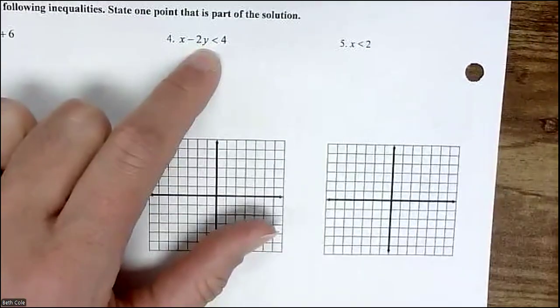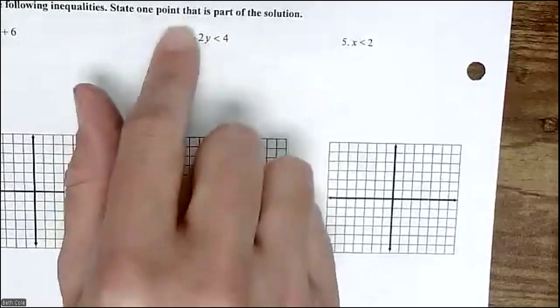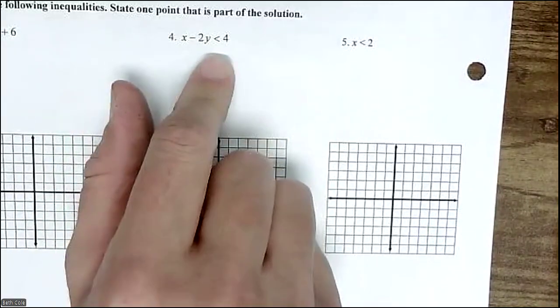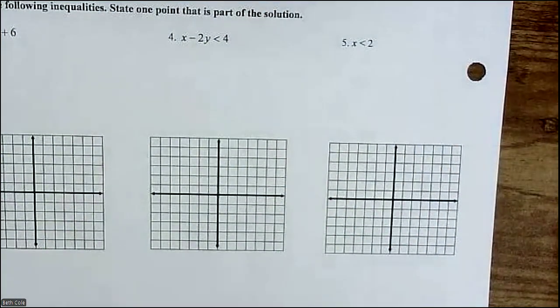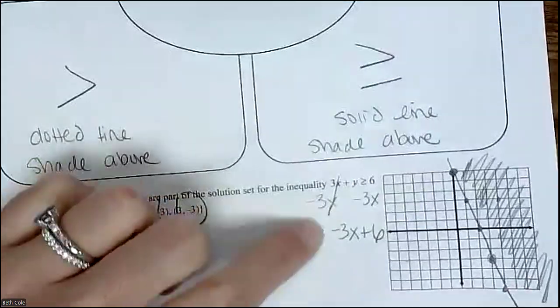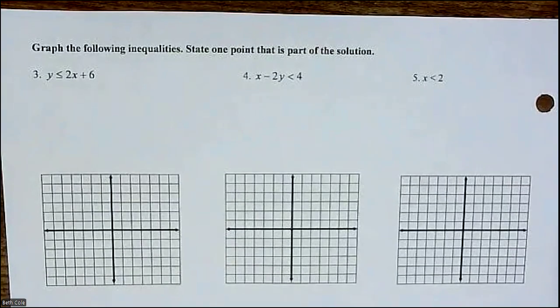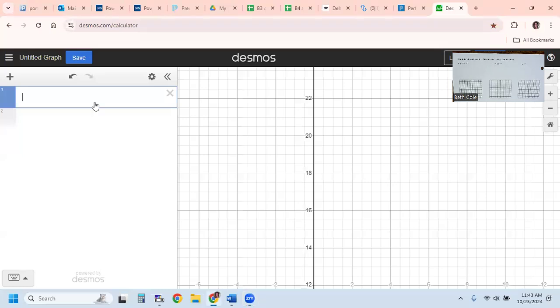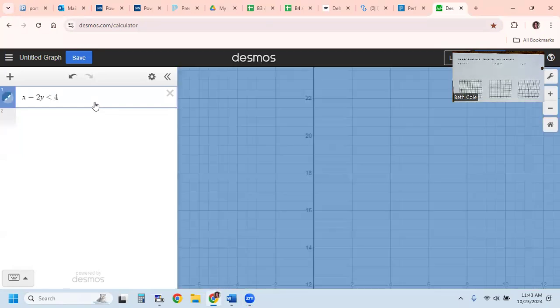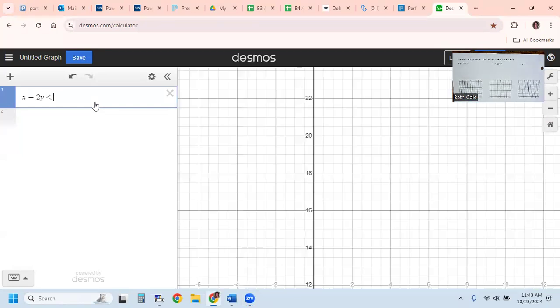Let's do number 4. Is this in our y equals mx plus b format? No. So you have 2 choices. Can you look up here? You can either rearrange it like I've taught you, or you can just put it in the calculator. So I did one where we did the work by hand. Let me show you how this one just goes in the calculator. All I need for you to do is watch. Just watch. Okay? I'm going to type it exactly like it looks. x minus 2y is less than 4. If you needed it to be a less than or equal to, after the less than, you just put an equal sign. That's all you would need to do.